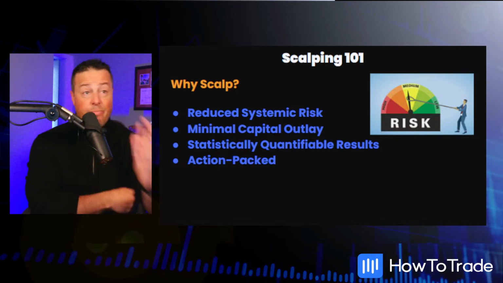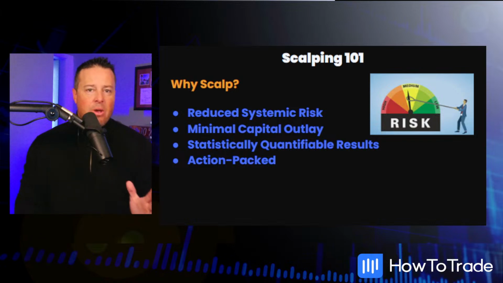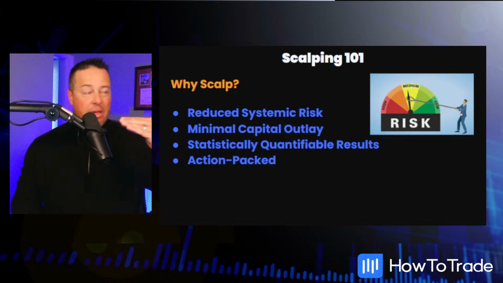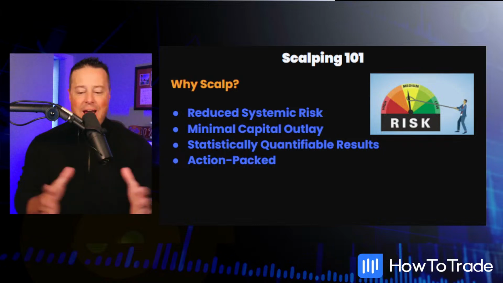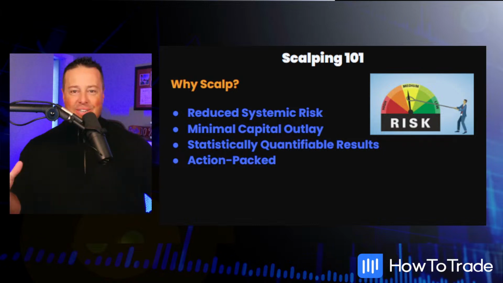Scalping 101. There's a couple reasons people scalp. Number one, we reduce systemic risk. That means our exposure to the market is minimal because we're in and out. We're dodging in and out of the market. We're doing this repeatedly. We're taking small profits, and we're looking just to accumulate those ticks over time, and make our living that way. That's why most people want to scalp. They want to scalp because it limits their risk exposure.